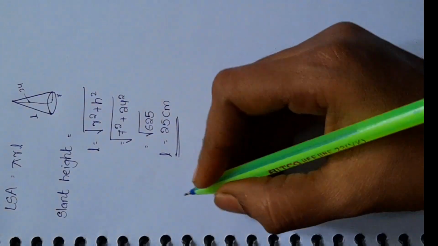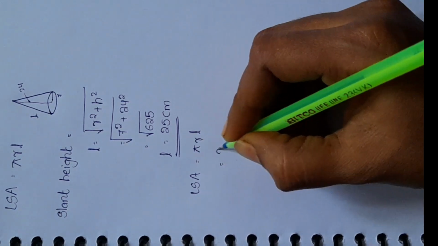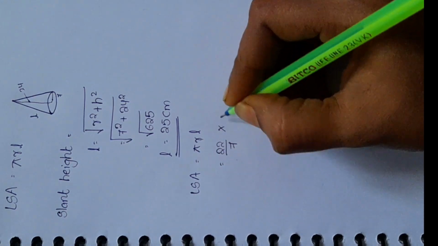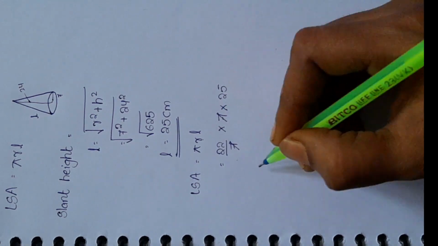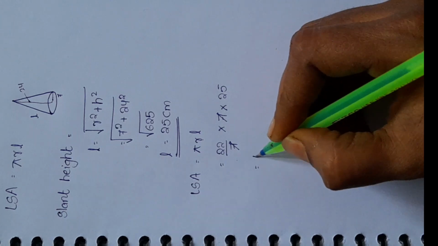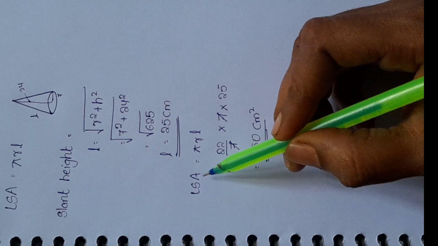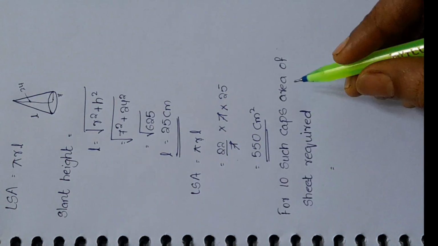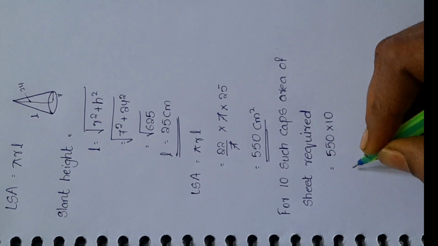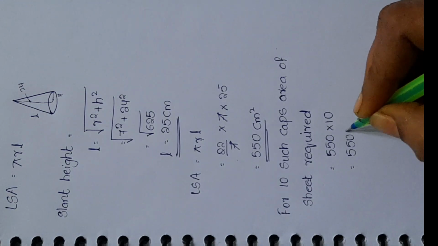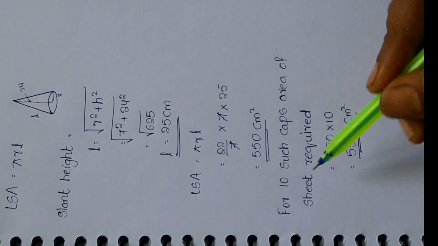Now substituting this value in the lateral surface area formula, pi r l. Pi value is 22 by 7, r value is 7 and l we got as 25. Cancelling 7 and 7, on multiplying 22 and 25, we get 550 centimeters square as the lateral surface area of one conical cap. Now for 10 such caps, the area of the sheet required is 550 into 10, which is equal to 5500 centimeters square.